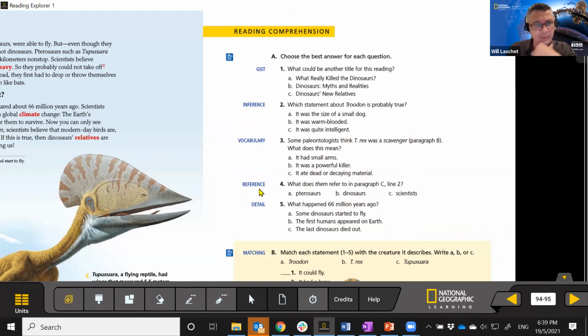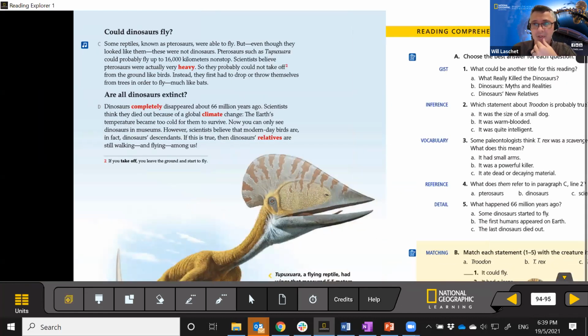This is one I really want to do, this reference question. So referencing is basically when we use things like pronouns to avoid repetition in a text. So we're going to use pronouns to highlight what we're talking about. And it's something that students often do quite badly, understanding referencing and doing it themselves. So let's have a look. It says here, what does them refer to in paragraph C, line 2? Let's go over and have a look.